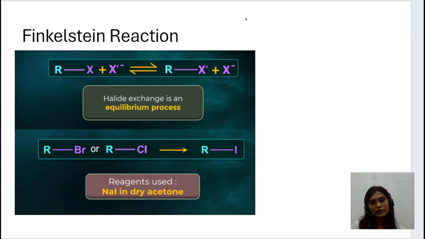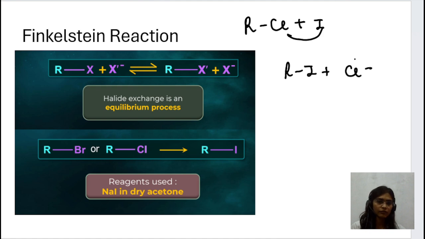Let's just suppose I'm having some kind of chlorine, and if this is my iodine, this iodine basically replaces this chlorine, and we are getting R-I and Cl negative evolved out. So this is an equilibrium reaction. I guess this already clarifies the point that it's an equilibrium process.